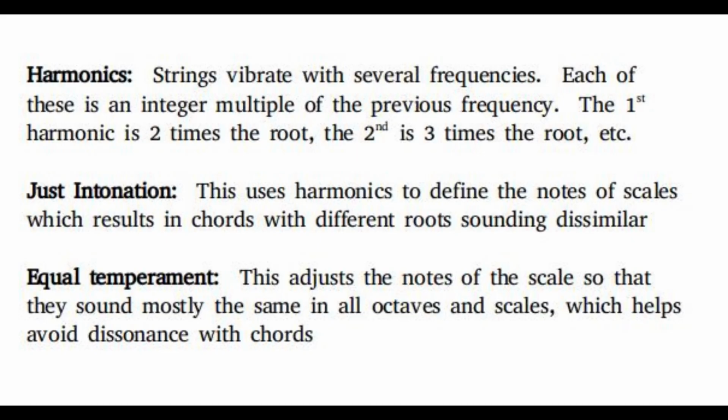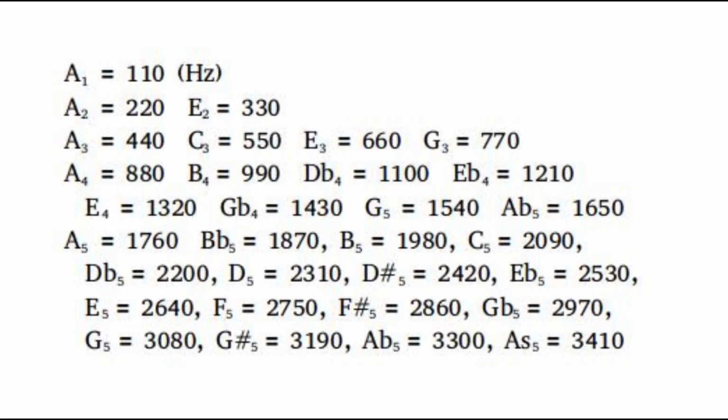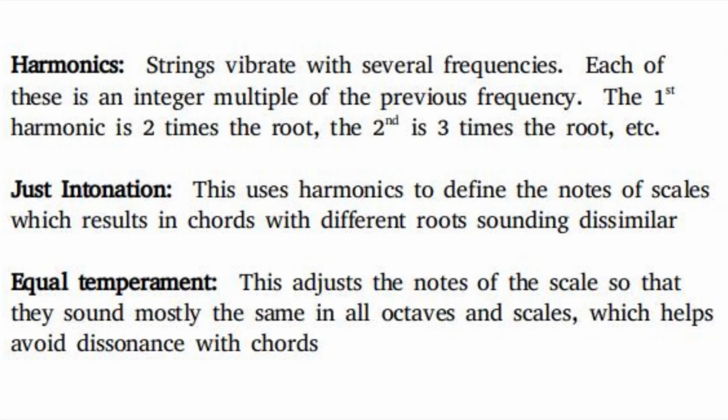Just intonation uses harmonics to define scale notes. Notice that in the 5th octave there is both a D sharp and an E flat, as well as an F sharp and a G flat. There are various methods to resolve this, but in just intonation, a C major scale sounds different from a D major scale, and a C minor chord does not sound quite the same as an F minor chord. However, this is the basis for 12-tone tuning.